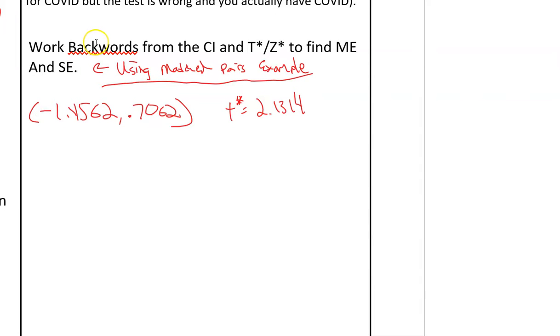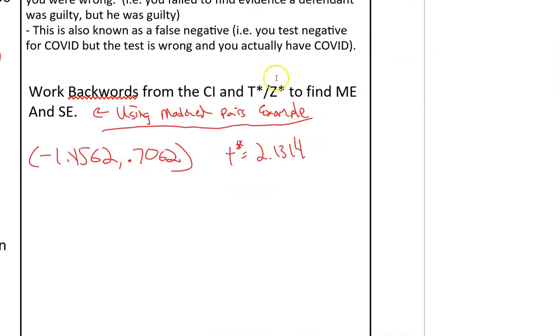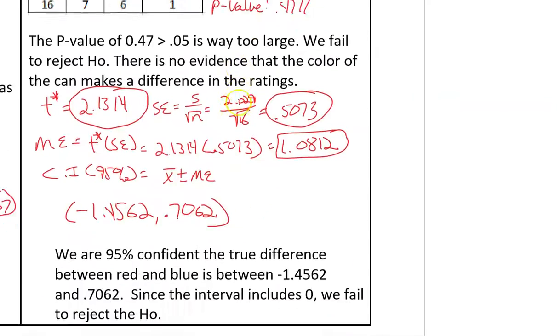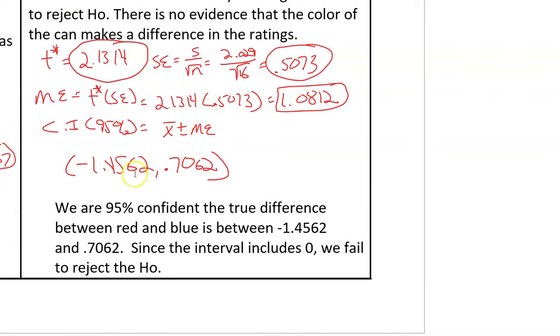All right, class, in this video I wanted to show you how to work backwards from the confidence interval and T-star to find ME and SE. So this is from the matched pairs example. Let's go down to that matched pairs, and you can see it right here. We found the confidence interval, we found SE, we found ME, we found T-star.